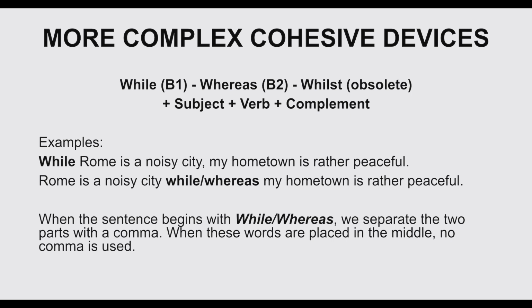While Rome is a noisy city, my hometown is rather peaceful. Rome is a noisy city, whereas my hometown is rather peaceful. When the sentence begins with while or whereas, we separate the two parts with a comma. When these words are placed in the middle, no comma is used.